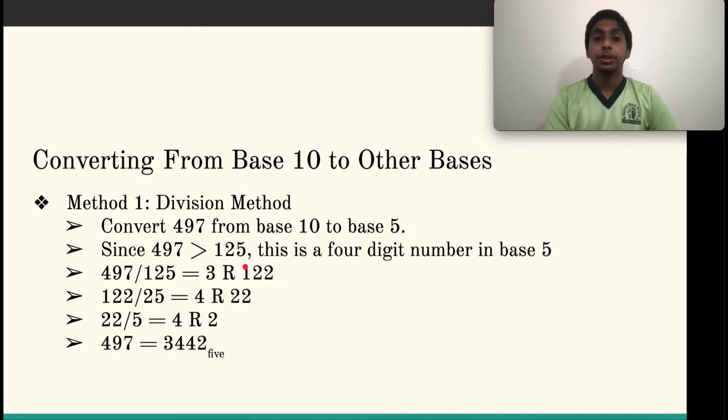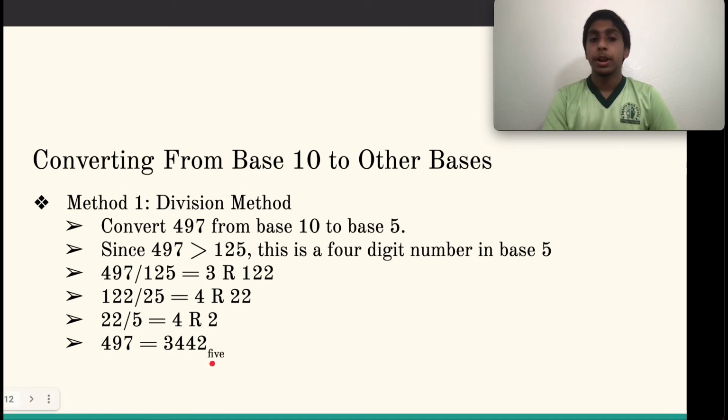Now what we're going to do is divide 122 by 5 to the power 2, which is 25. And we get 4 remainder 22. Now divide 22 by 5 to the power 1, which is just 5, and we get 4 remainder 2. So we can rewrite our number as 3,442, because remember 3, 4, 4, 2. This is how we got all the digits that make it up.